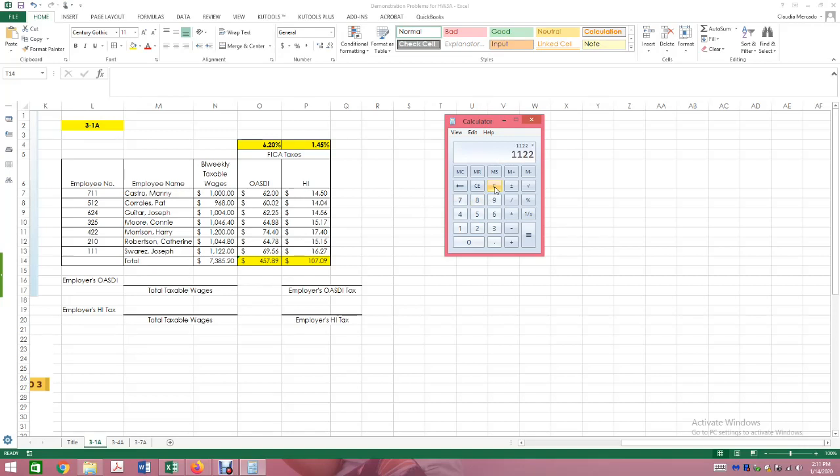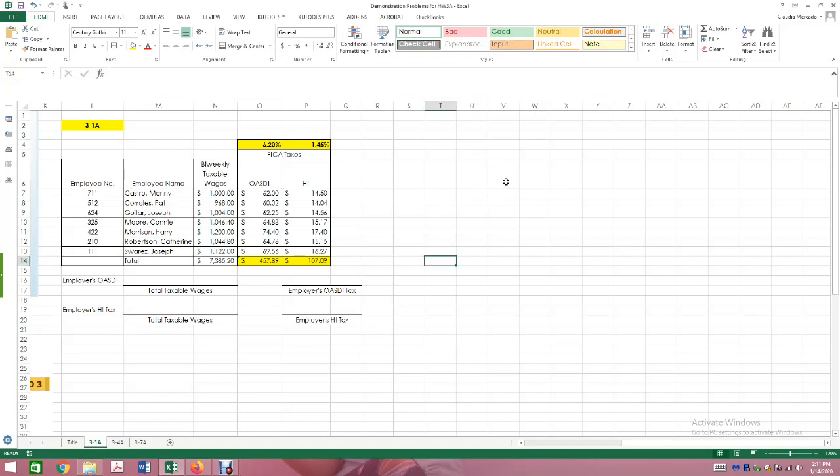1122 times 1.45%, and that's going to give me 16.269. Okay, you have to round because the third digit is greater than a 5. I'm going to round this up to a 7, which is rounded here as 1627. So I hope all of you are familiar. I hope you all could follow what I did.